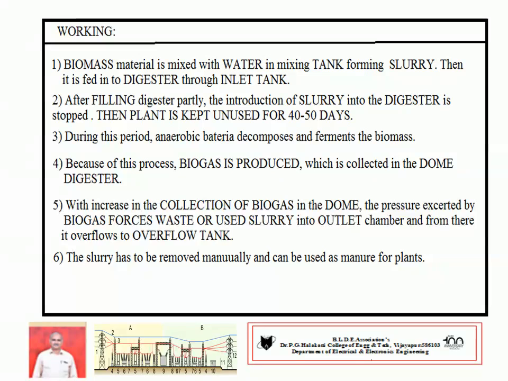As the production of biogas in the dome increases, the pressure exerted by the biogas forces the waste or used slurry into the outlet chamber. From this it overflows into the overflow tank, and then it may be collected from outside through the overflow tank. The slurry has to be removed annually and can be used for some agriculture processes.